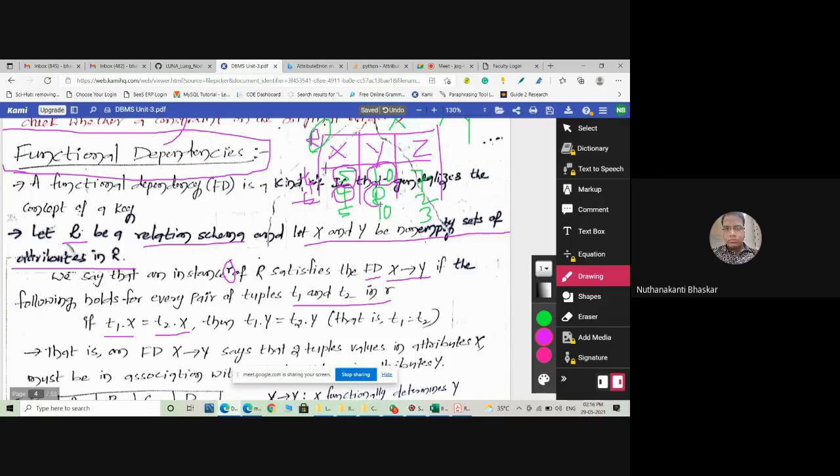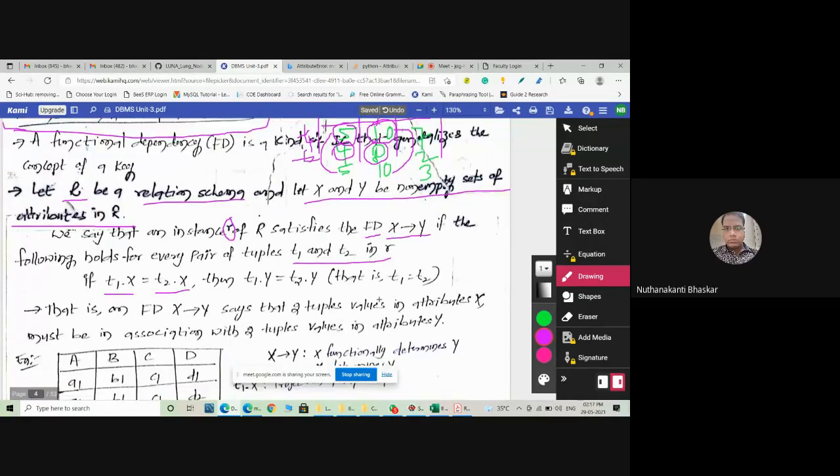T2 of y is nothing but 8. So that is T1 equal to T2. So when T1.x equals T2.x, then T1.y equals T2.y. Here 5 and 5 are equal, then these 10 are equal. So that is what exactly the meaning, what I just told you. That is called functional dependency.